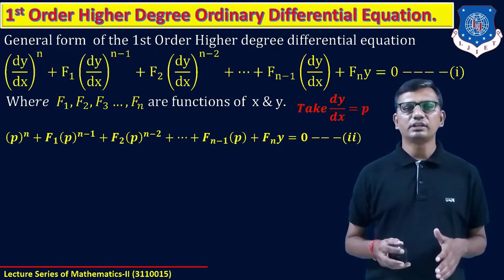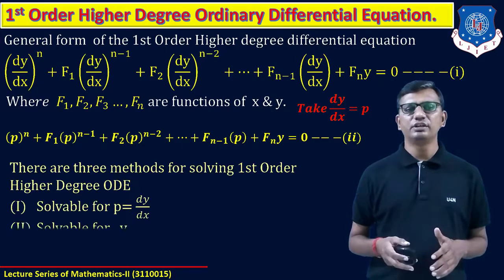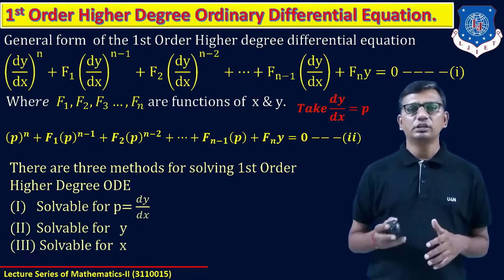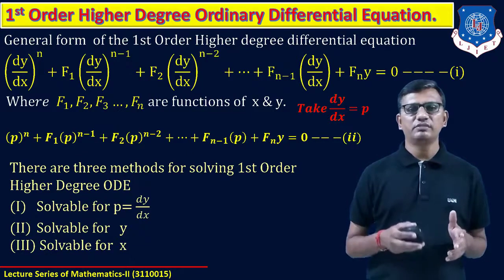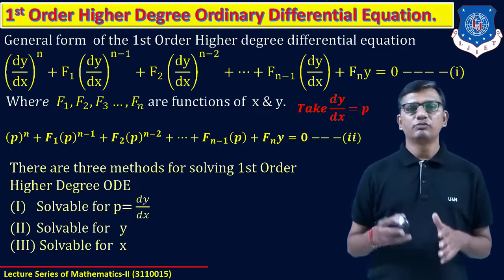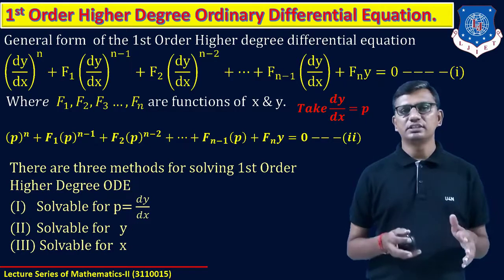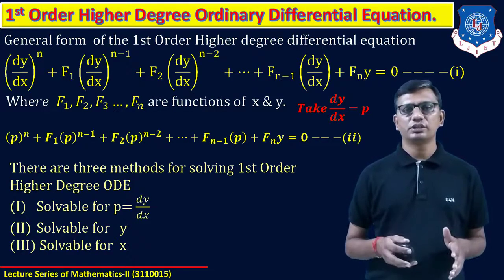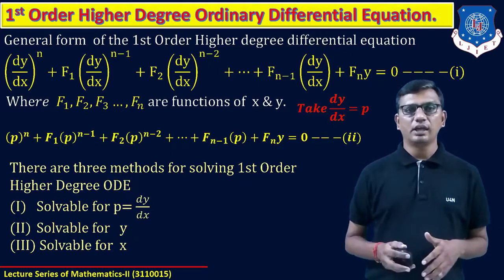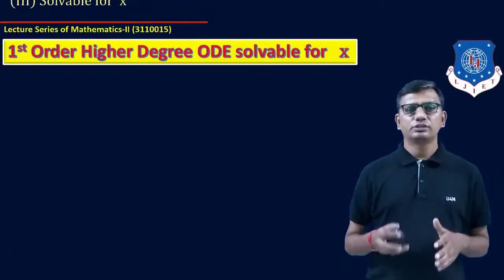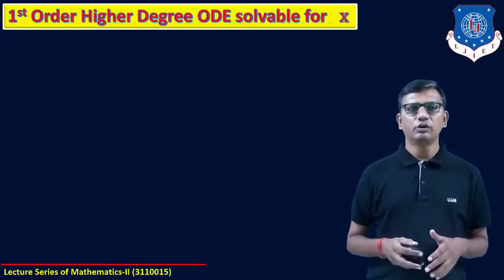There are three methods to solve this type of differential equation. In the first part, we studied the solvable for p method. In the second part, we discussed the solvable for y method. And in this lecture, we will discuss the first order higher degree differential equation when it is solvable for x. Let us see it.